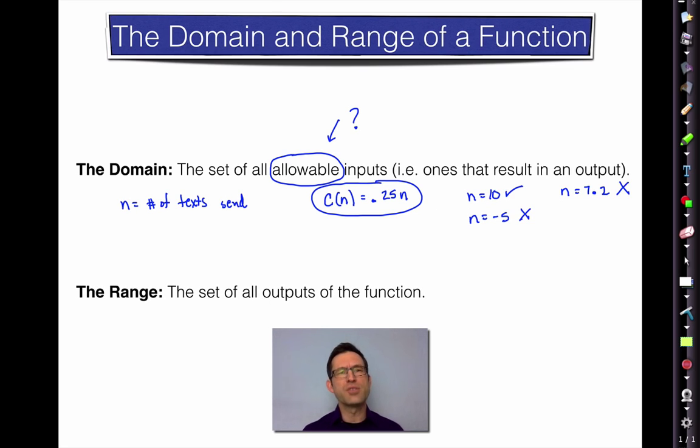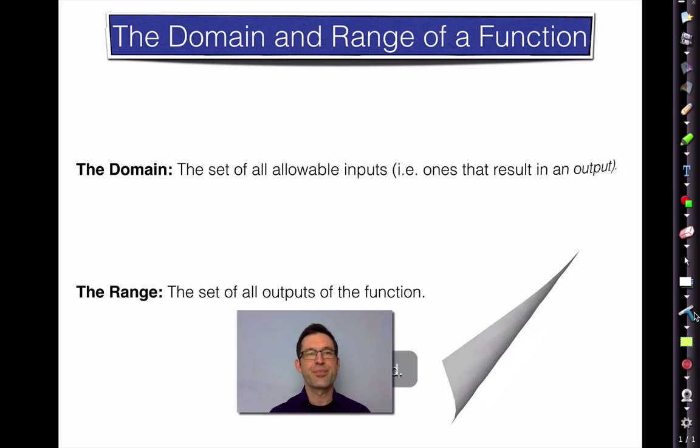On the other hand, the range is pretty simple. It's simply the set of all outputs of the function. So once we have our domain, all the allowable inputs, that kind of dictates all the allowable outputs. Remember that independent and dependent idea? Okay, well let's clear this out and get into some domain and range problems.